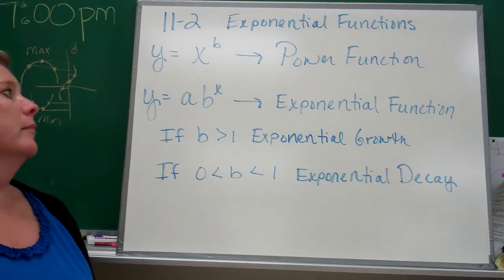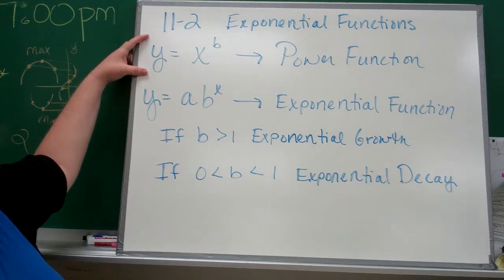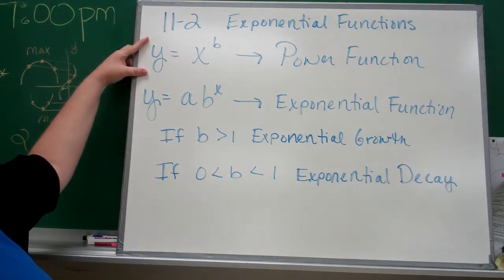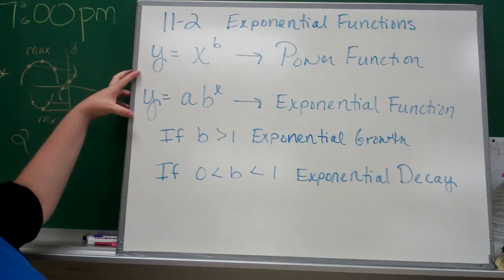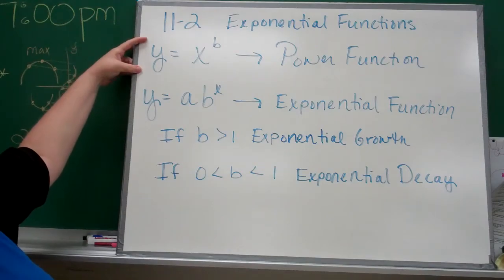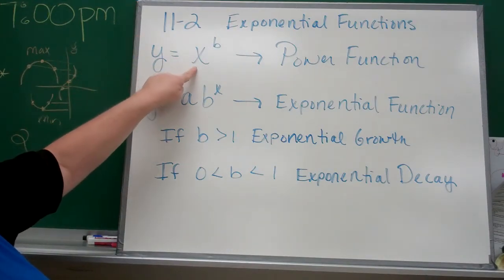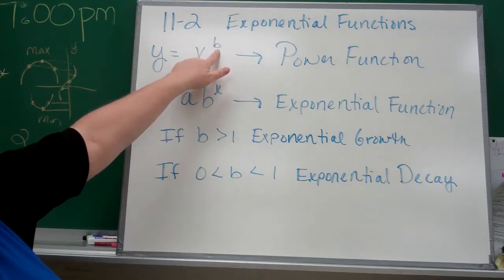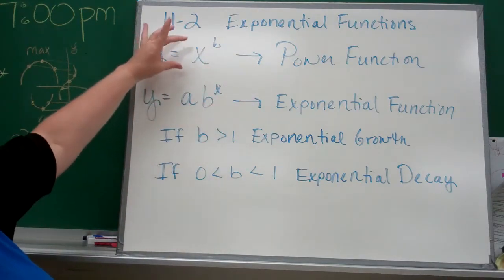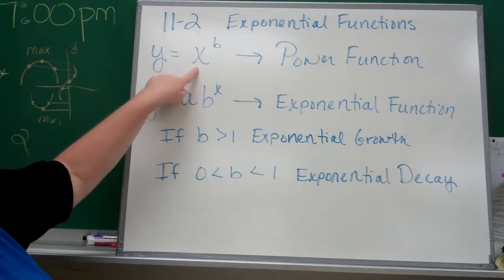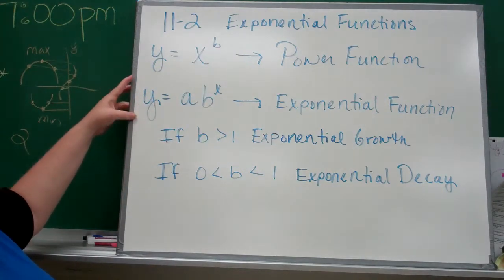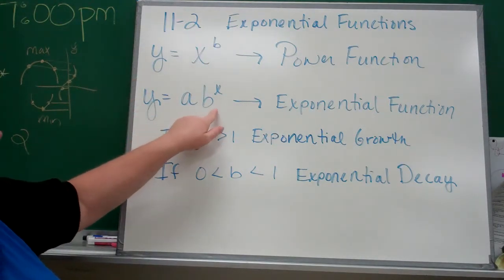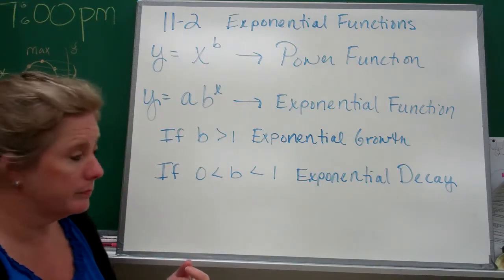Okay. First of all, just to clarify, there is a difference between a power function and an exponential function. If you notice, on a power function, the x is the base, and then the power is just a constant. So here's your variable, and it is the base of the power. On an exponential function, the exponent is your variable.